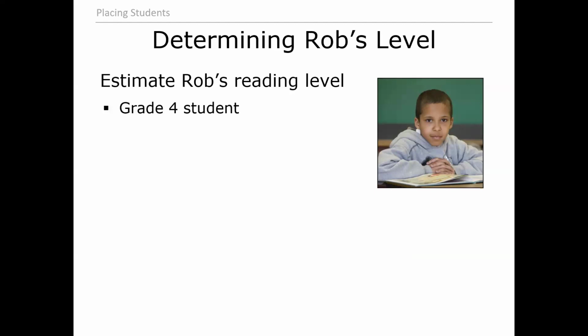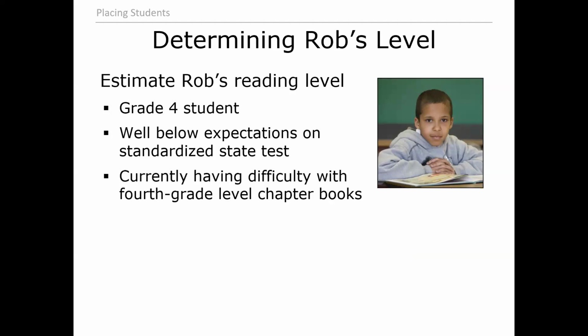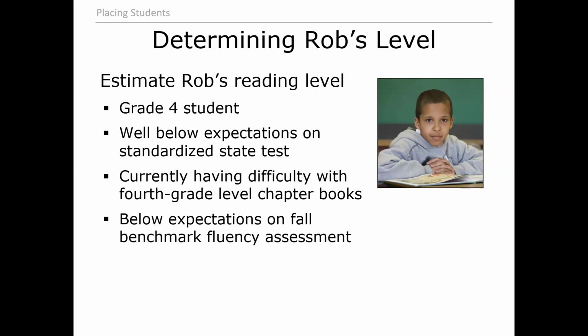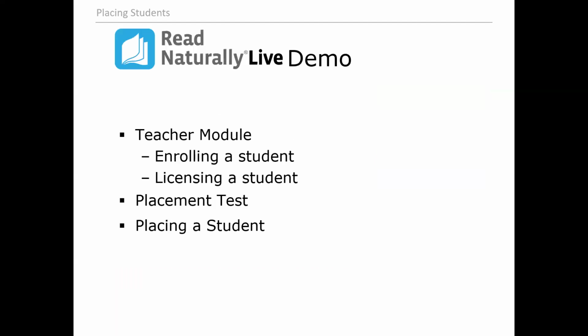So based on the information we just mentioned briefly, the fact that he's a fourth grader, the fact that he's well below expectations, the fact that his current English teacher said he's struggling a little bit with fourth grade chapter books and he's below expectations on those fall assessments. What level might you start testing Rob? If he's a fourth grader and he's struggling with fourth grade novels, I might start him at 3.0. Now, the good news is if you thought a different level in your head, it's okay. You're still going to get to the right spot. Okay, so now let's go ahead and go back into the program, and we'll hit the second bullet on this demo list, which is the placement test.